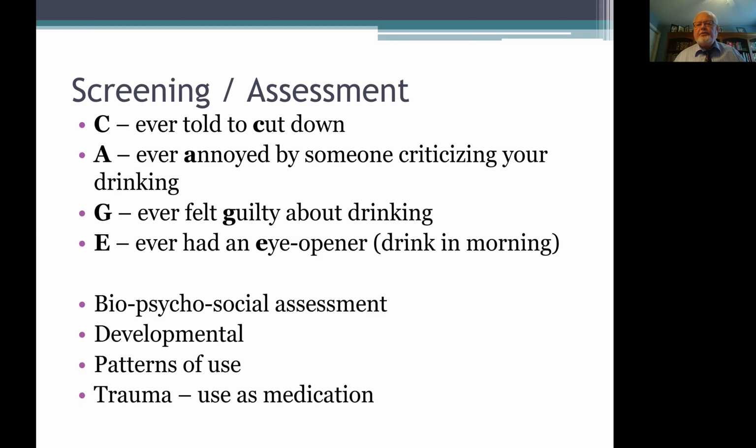Certainly a biopsychosocial assessment would focus on a number of things, including the role of substance use related to a person's personal development, their patterns of use, whether they're drinking daily or binging, or using substances with friends or by themselves, as well as the possibility of using substances as a medication to deal with trauma.